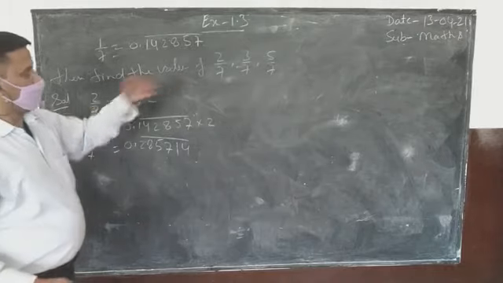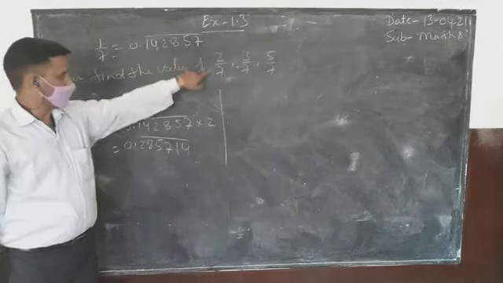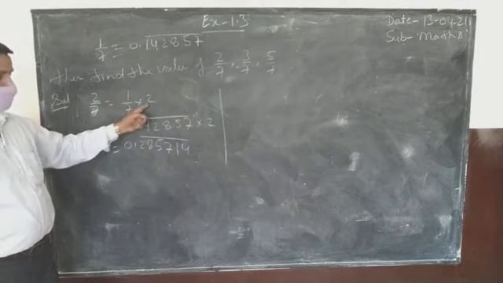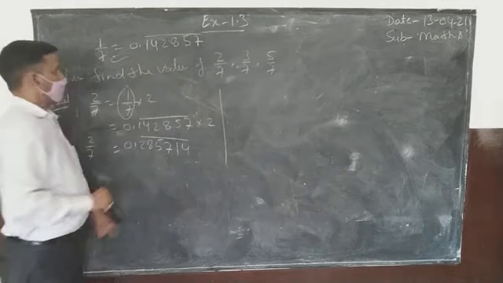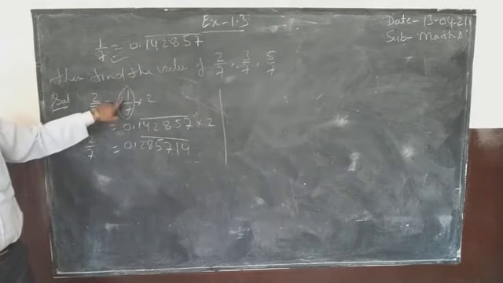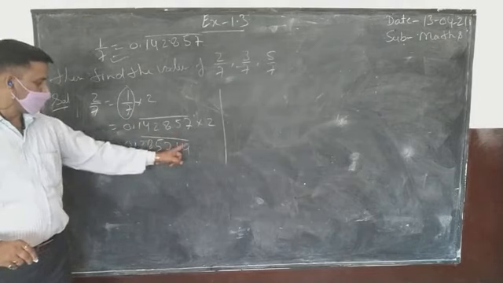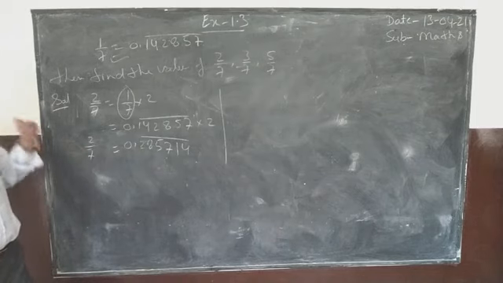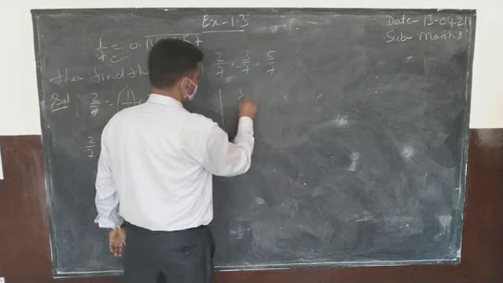Similarly, you will find the value of 3 by 7 here. First of all, here write 2 by 7. You will separate it as 1 by 7 into 2. The value of 1 by 7 is already given here. Then you put the value of 1 by 7 here, then multiply and put the bar here. Then you will get the value of 2 by 7.